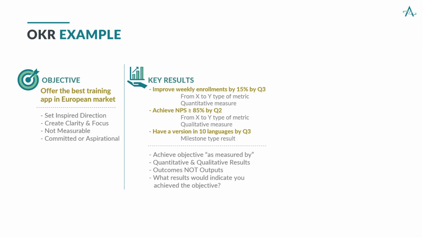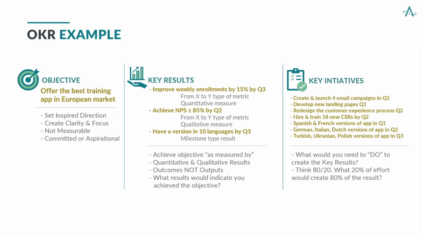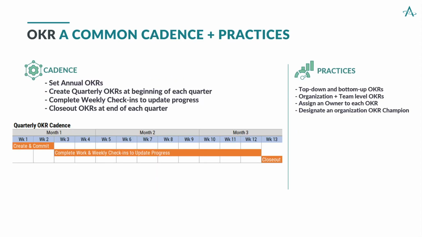And then finally, key initiatives for this OKR. Things like create and launch 4 email campaigns in the first quarter, or redesign the customer experience process in the second quarter, or be sure that you develop a German, Italian, and Dutch version of the app in the second quarter. These are things that you'll be doing to drive the results you're looking for. Again, think 80-20. What 20% of the efforts you've listed will create 80% of the result?